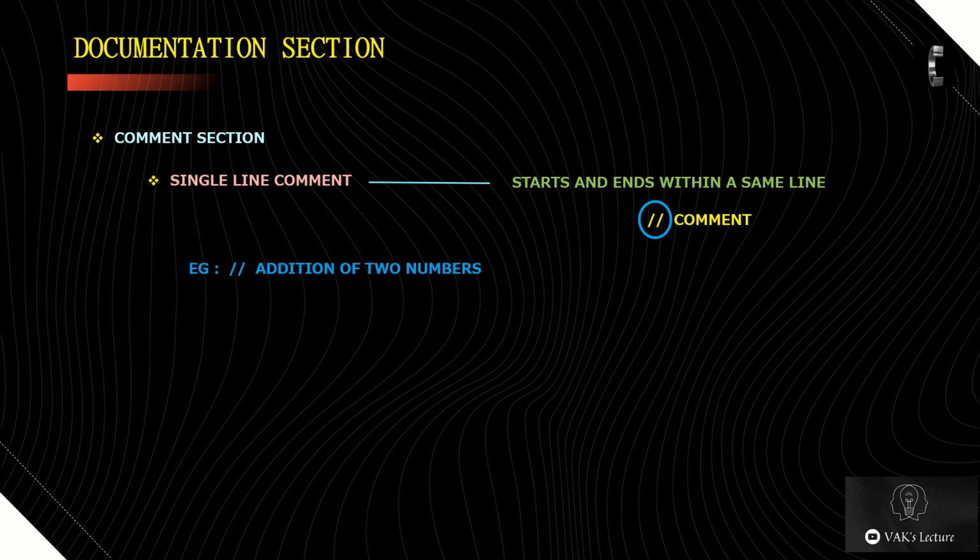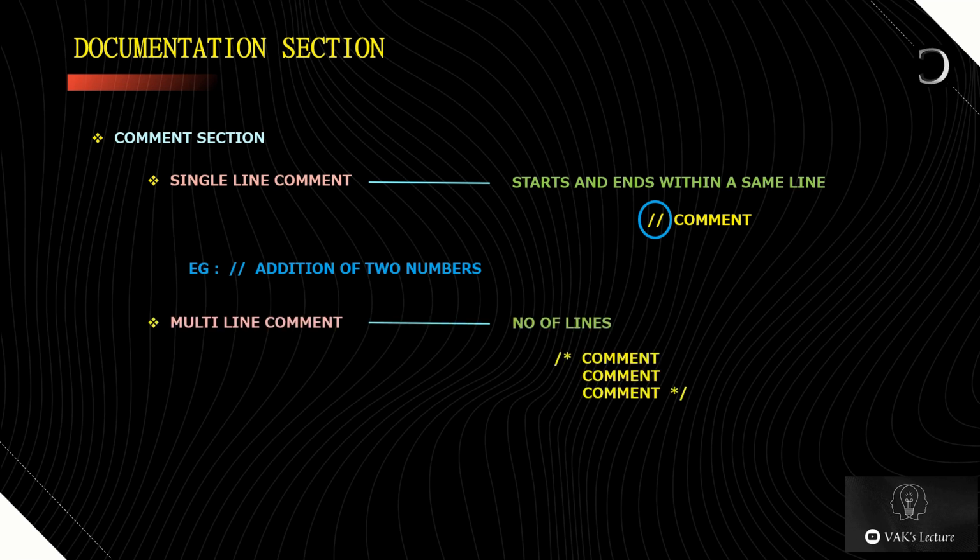For example, addition of two numbers. I gave the comment by using the double forward slash. It is called a single line comment. Multi-line comment. This comment takes a number of lines. It is represented with a forward slash asterisk, then some lines, and then asterisk forward slash. This is used to represent the multi-line comment.